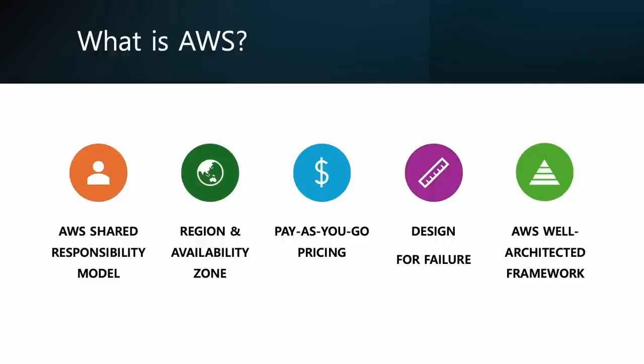There are 5 important concepts in AWS. Let's take a look at the AWS shared responsibility model, regions and availability zones, pay-as-you-go pricing, designing for failures, and the best practices framework, which is a well-architected framework recommended by AWS.